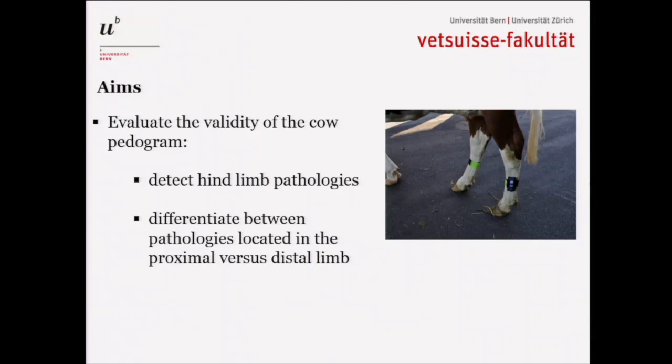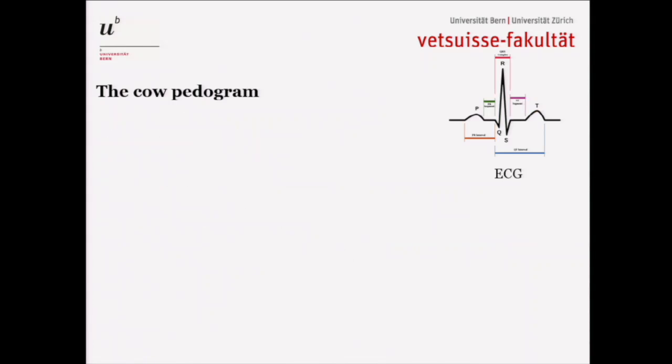So the aims of this study were to evaluate the suitability of the cow pedogram to detect pathology located at the hind limbs in dairy cows, and secondly to investigate if the cow pedogram can differentiate between proximal and distal limb pathology. Before I start my presentation, I would like a short explanation about the cow pedogram. The principle of the cow pedogram is similar to electrocardiography, regarding measuring the activity of the heart.